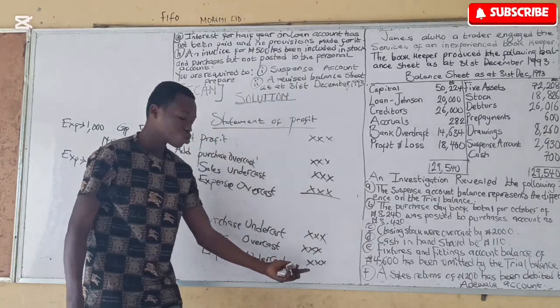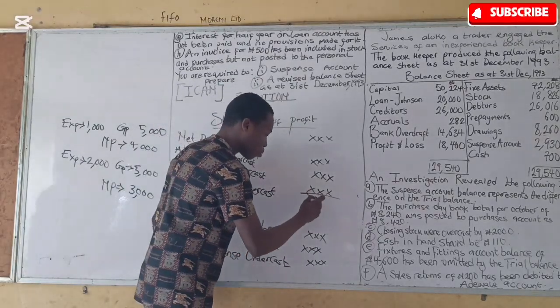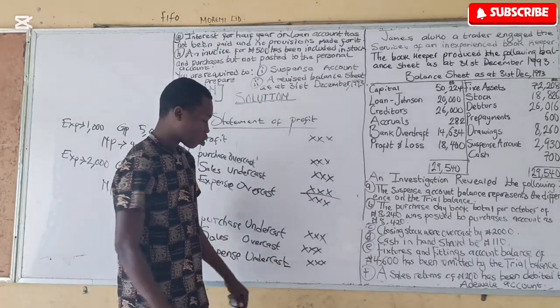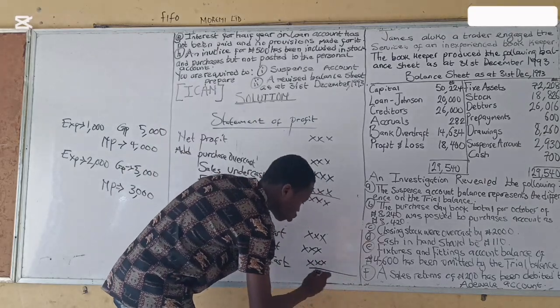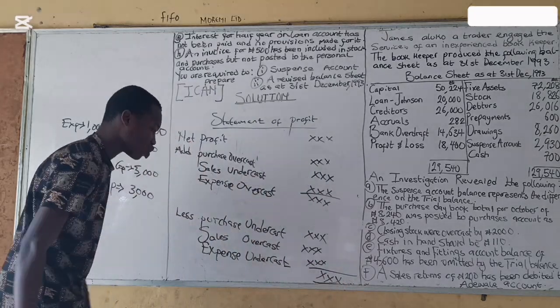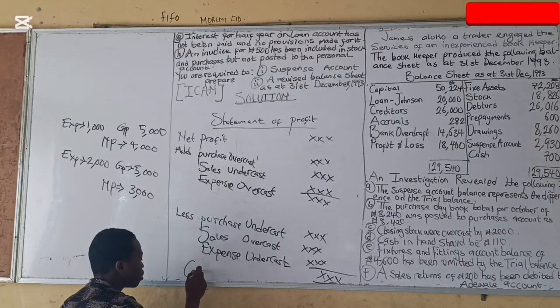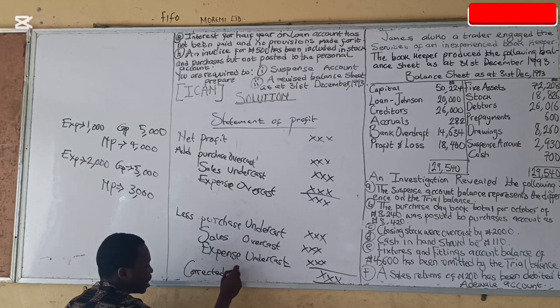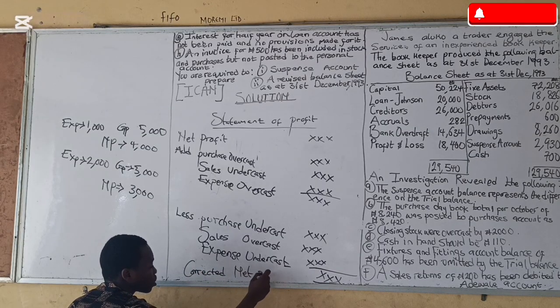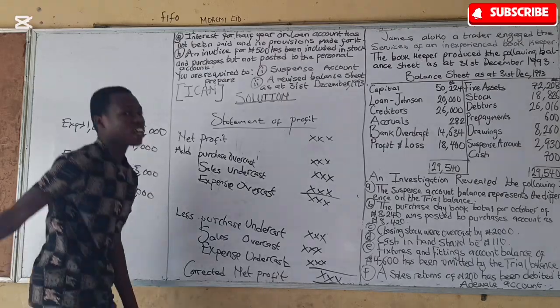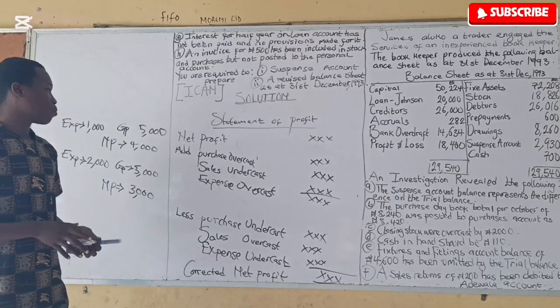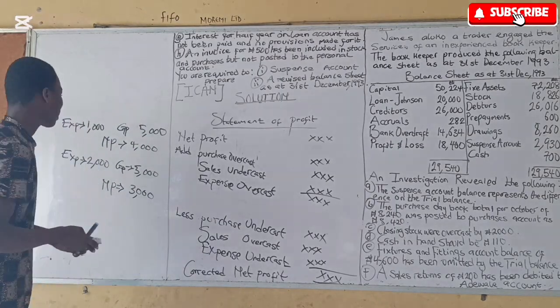So then you are going to write out the balance of this. You add this up, subtract it. So your final answer is your corrected net profit. Very easy. Now let's start solving.